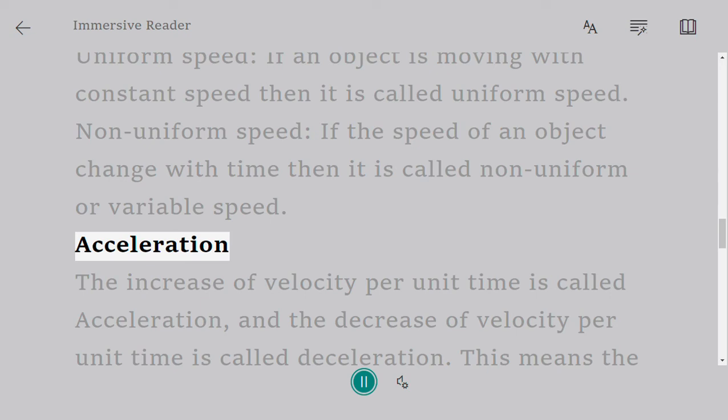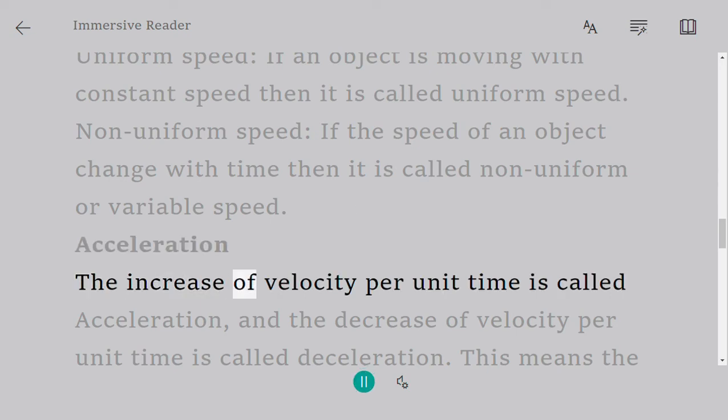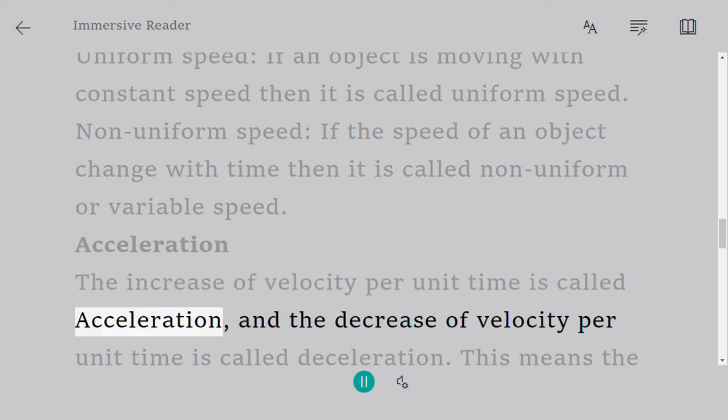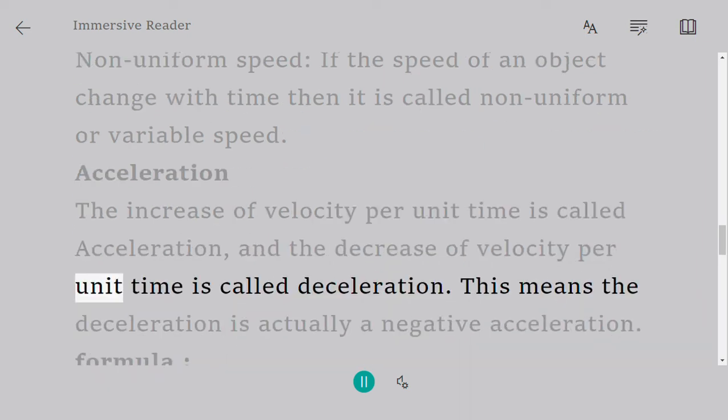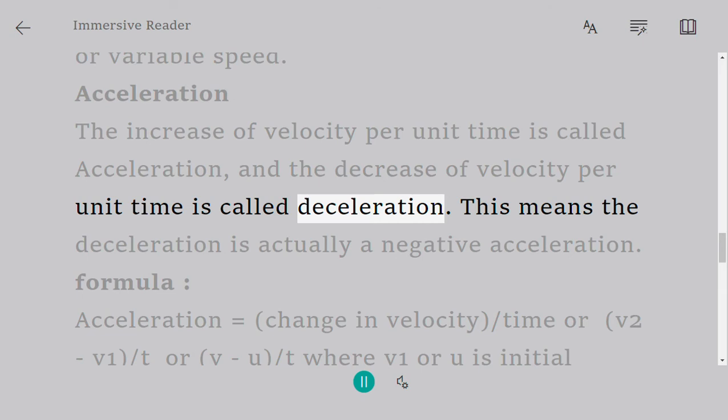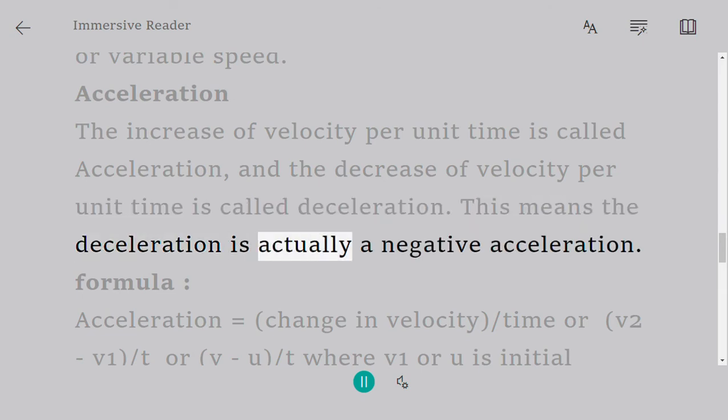Acceleration. The increase of velocity per unit time is called acceleration, and the decrease of velocity per unit time is called deceleration. This means the deceleration is actually a negative acceleration.